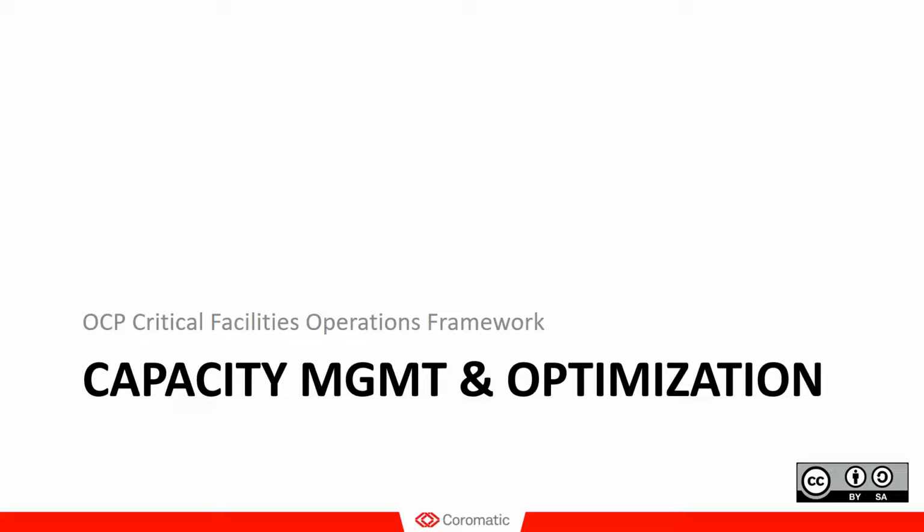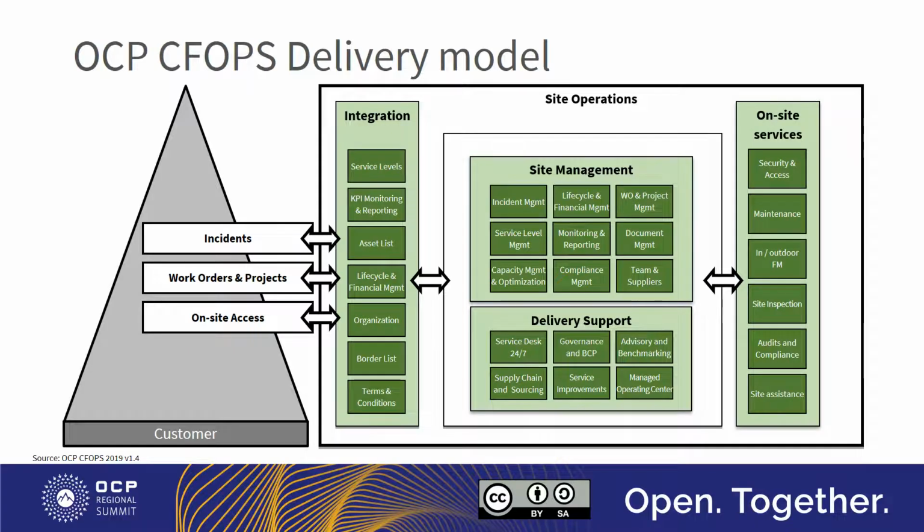Let's first look at where the capacity management and optimization is handled in the OCP CFOPS framework. It is part of the delivery model and site management function, and the capacity management is one of those 9 processes. There is another webinar explaining where you can find the framework and download it for free use and modification for your organization.